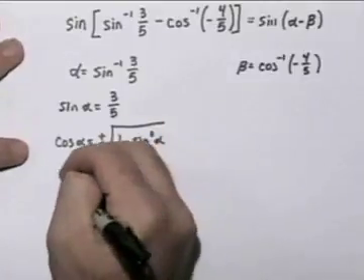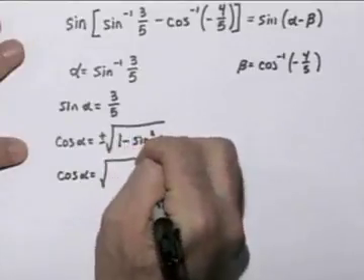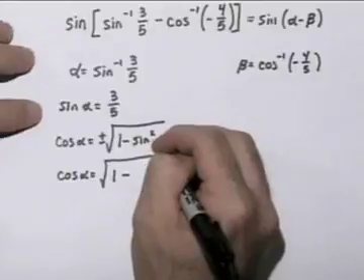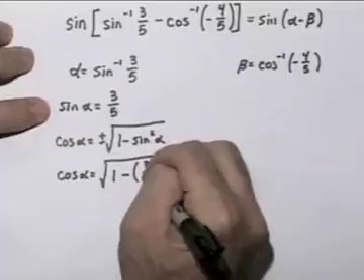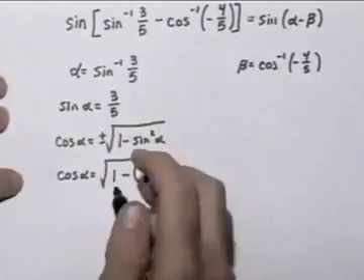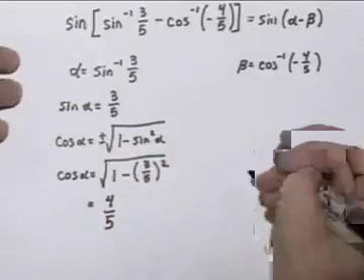So when we find the cosine of alpha, it's going to be the positive square root of 1 minus the sine squared of alpha. But the sine of alpha is 3/5, so I have 1 minus 3/5 quantity squared. If I work this out, I get that the cosine of alpha is 4/5.